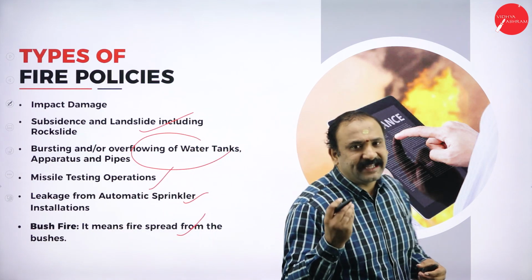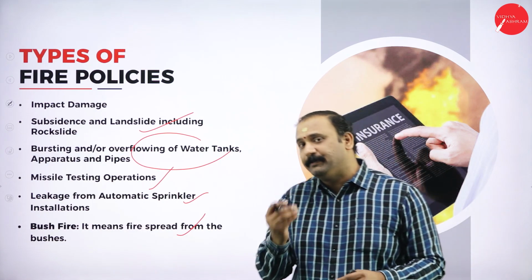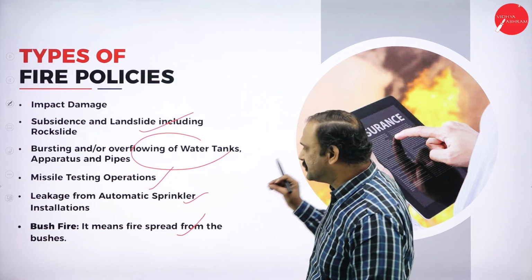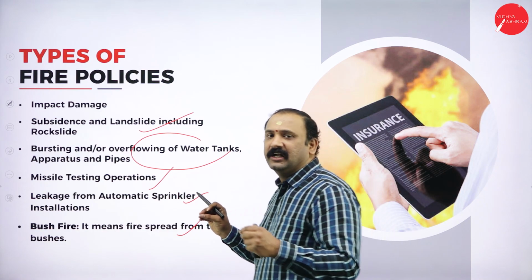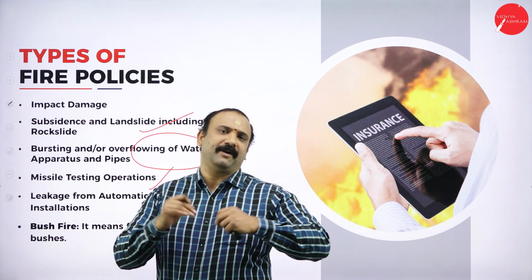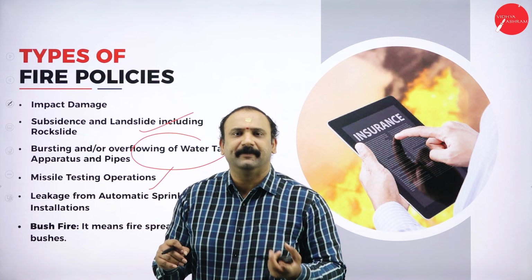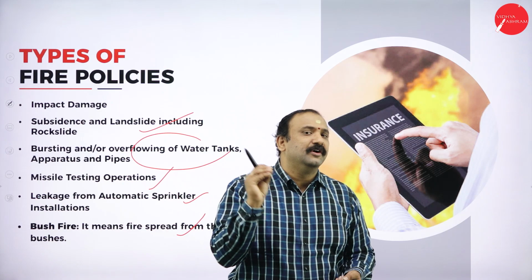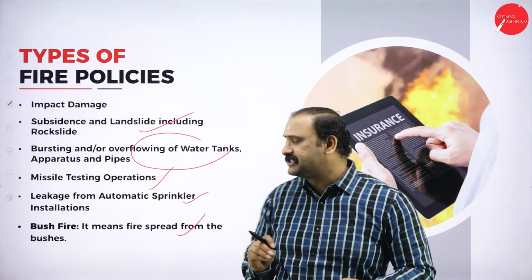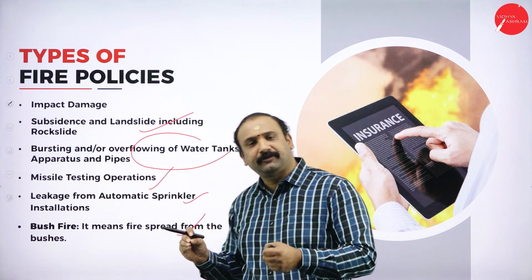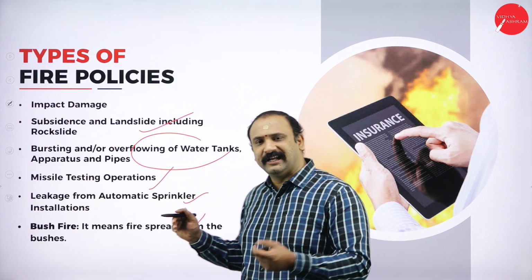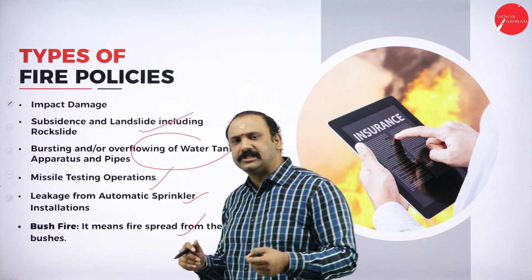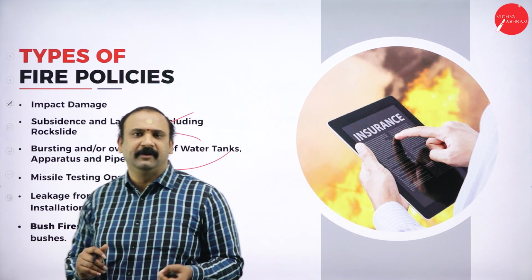Why? Because there might be chances, there might be a situation because of a firearm, a missile testing or some spark or some weapon or some rocket or missile coming and attacking you. All those kinds of things can start leading into a fire emergency or an exigency situation. Now, leakage from automatic sprinkler installations or some kind of chemical outburst, bushfire, because this is very, very common in Australia and other places. Why?